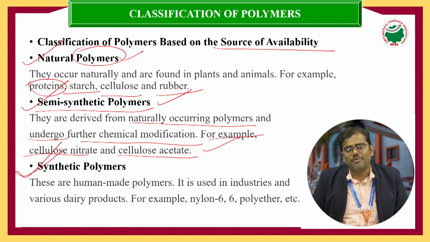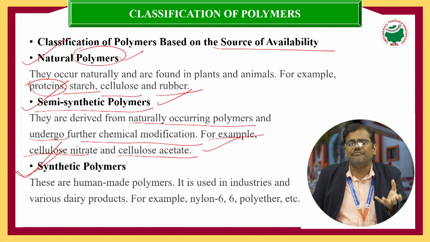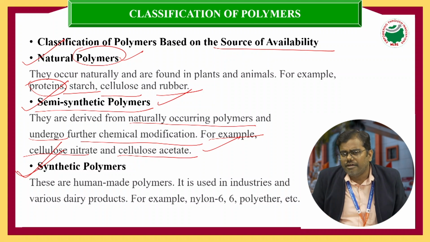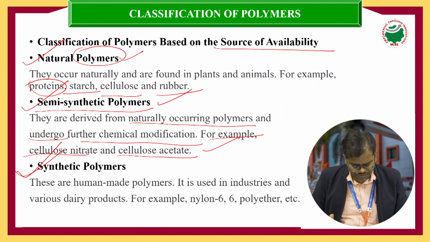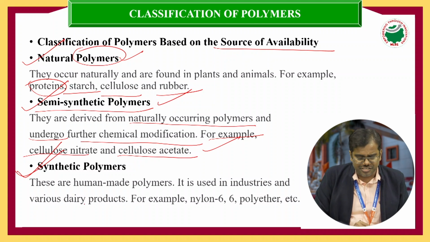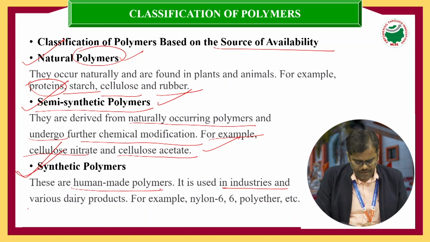Next one, synthetic polymers, or we can also call them human-made, man-made, or artificial polymers. These are the polymers that we can derive in the laboratories, in many industrial laboratories, and use in industries and various dairy products.